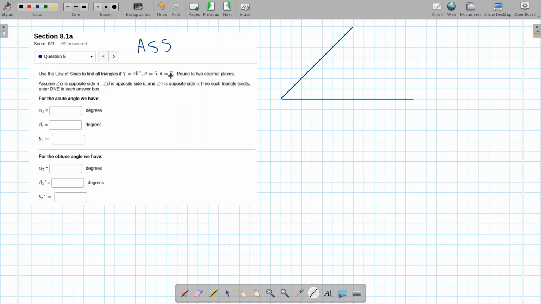I know that, let's see, that's gamma. Gamma. And so side C has to be opposite gamma. And then they give me side A here. And so I'm going to put side A up here for ease of drawing. And they say A is 7. And so C is going to be 5.